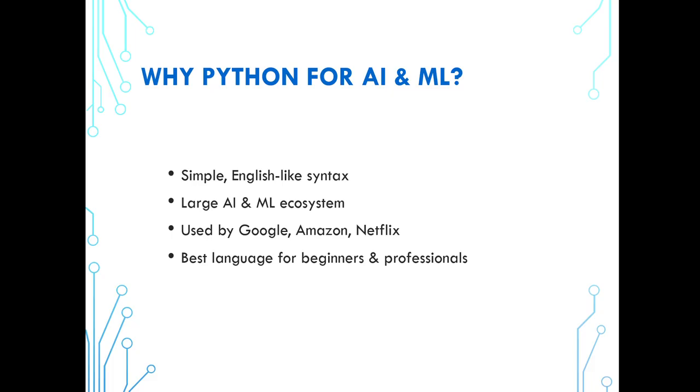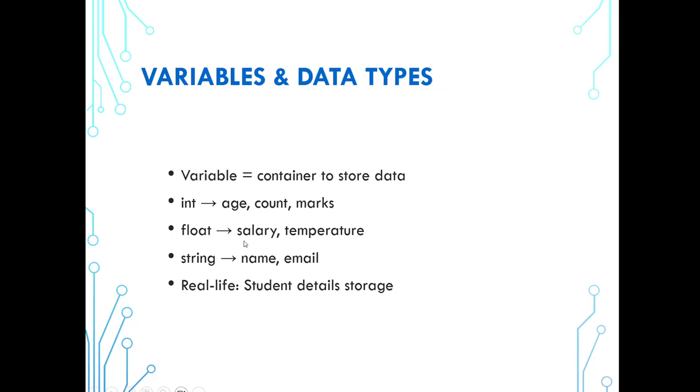So Python is like a modern kitchen. Everything you need is already there. You just need to focus on cooking, not on making the tools. These are the libraries, that's what I mean. Python is used by large companies like Google, Amazon, Netflix, and even huge companies like Infosys or Meta. Any big company uses Python for AIML, and it is the best language for beginners and professionals. So this is why we use Python.